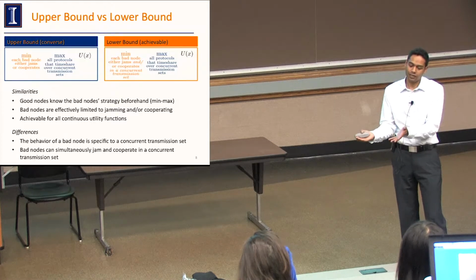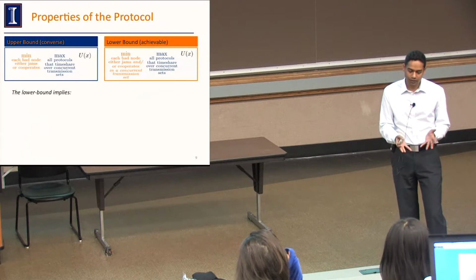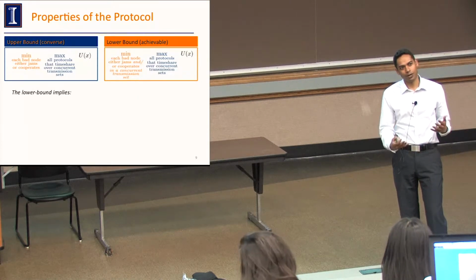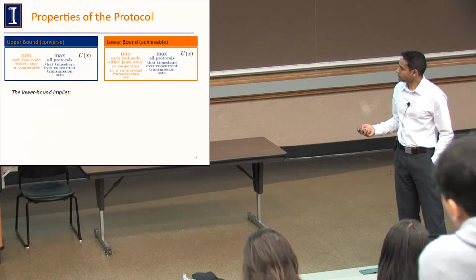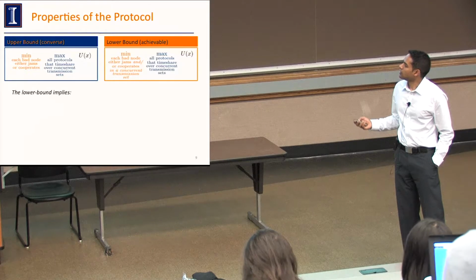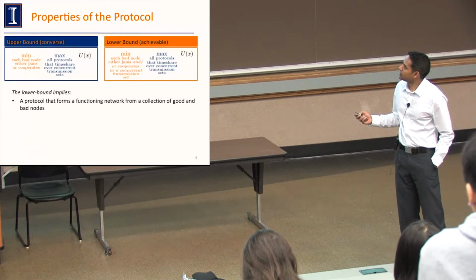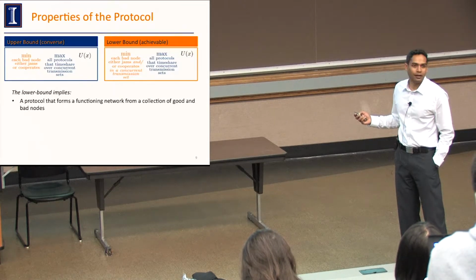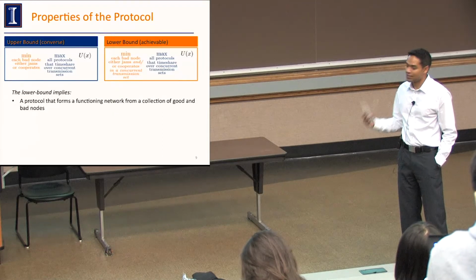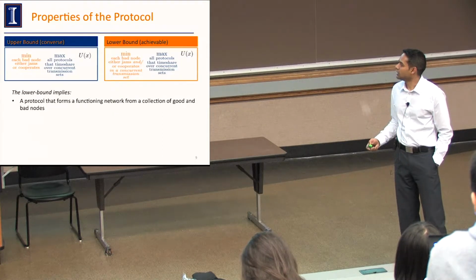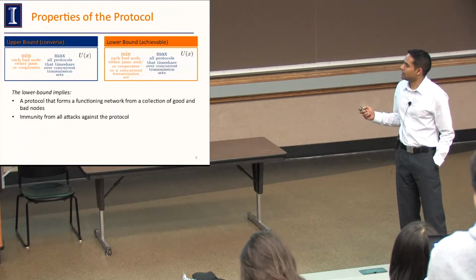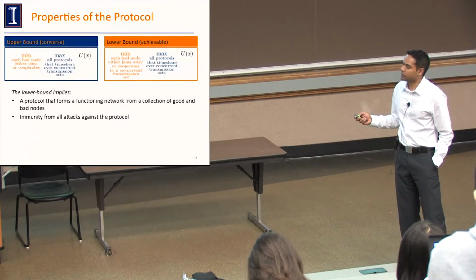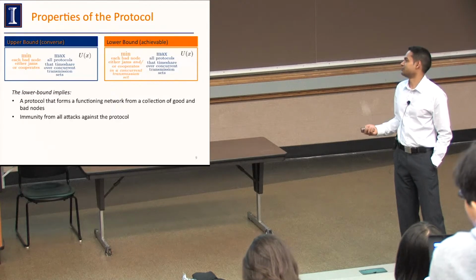So in one concurrent transmission set, a bad node may choose to cooperate. In another, it may choose to jam. And in addition, a bad node can also simultaneously jam and cooperate in a concurrent transmission set. So this lower bound doesn't exactly match the upper bound, but it's close.